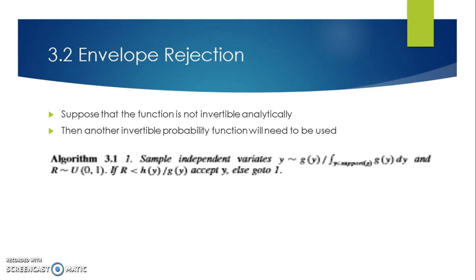So we have an algorithm. Let's say we sample independent variates y from g of y. G of y in this function is the invertible function, and h of y is not the invertible function. So we know that g of y can be inverted, so we invert it. We take the steps to invert it.